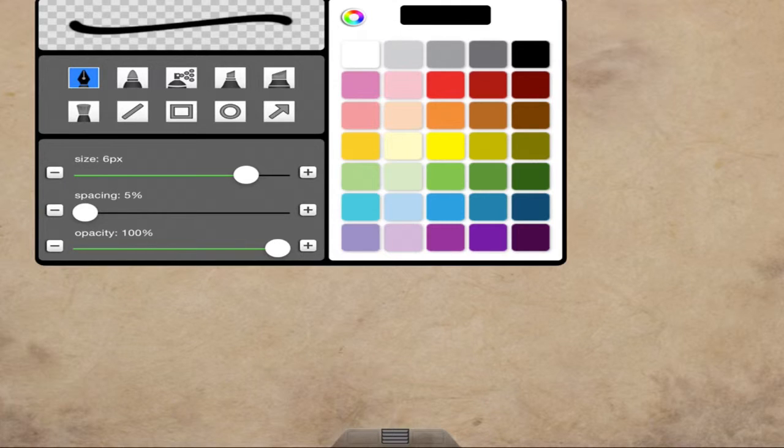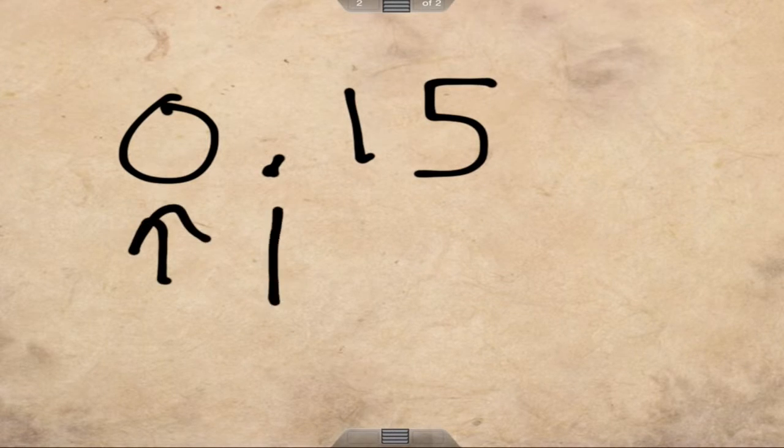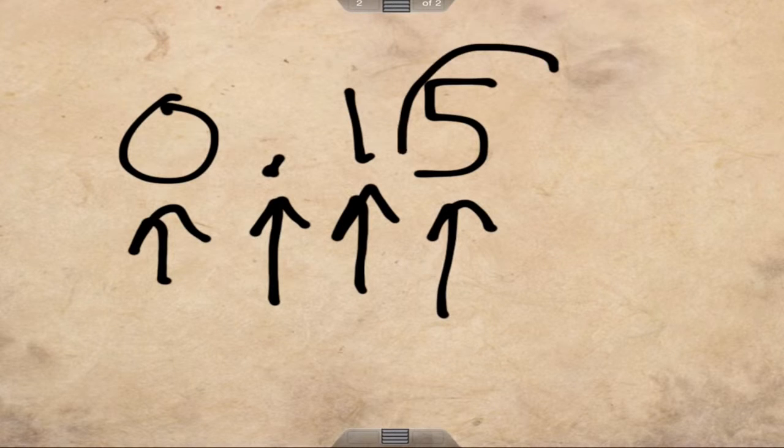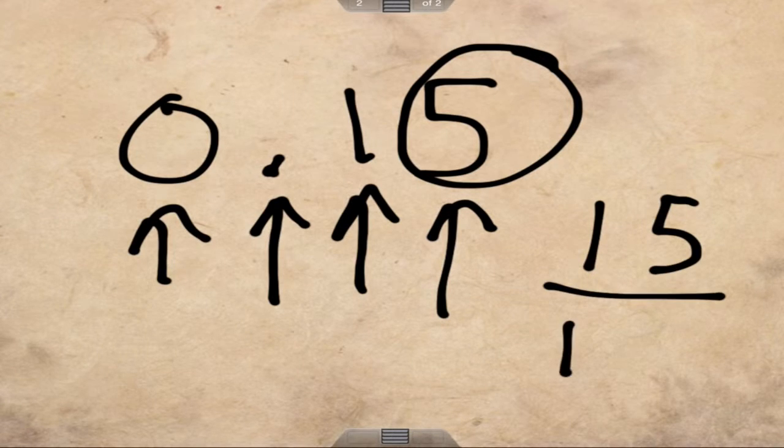Okay, so what we're going to do is convert a decimal to a fraction. So let's get a decimal here. Let's get 0.15. So what this decimal means is we have tenths and then the hundredths. The 5 is in the hundredths, so we call this 15 hundredths. If you say it, 15 hundredths, you can hear 15 and then hundredths. So it's 15 over 100.